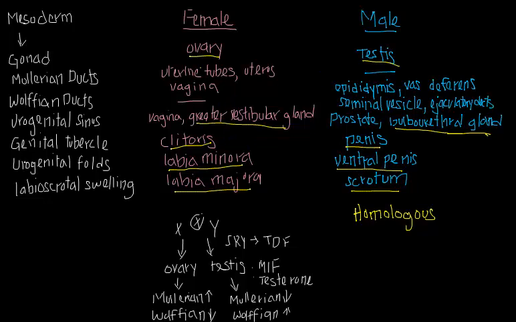This is not true for any of the structures that come from either of the ducts, because in the opposite sex, the duct regresses. So even though the vas deferens and the uterine tubes may seem like they're very similar, they are not homologous structures. Only the ones that come from the same exact building block are considered homologous.